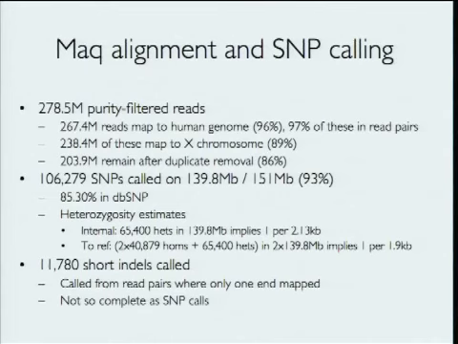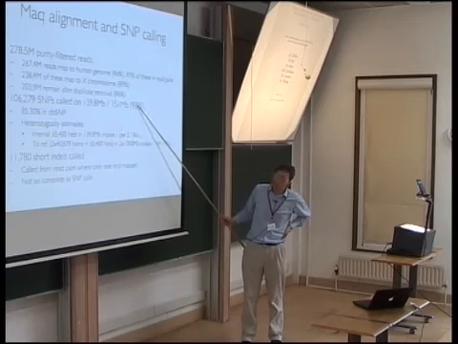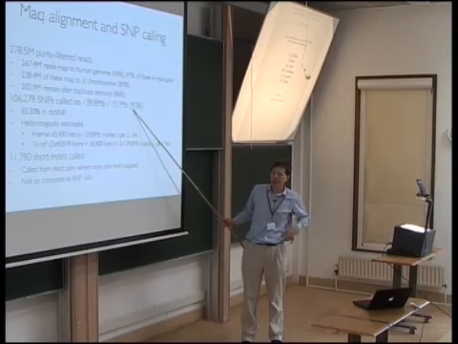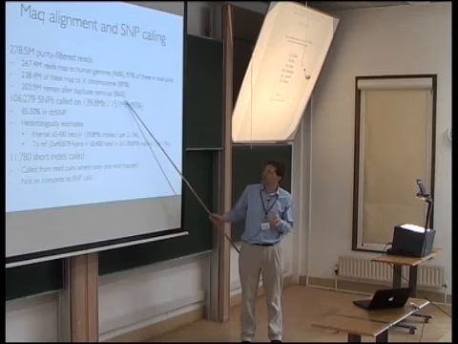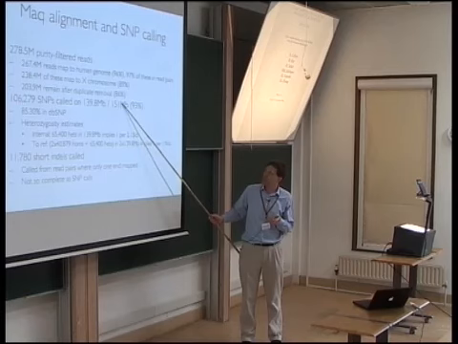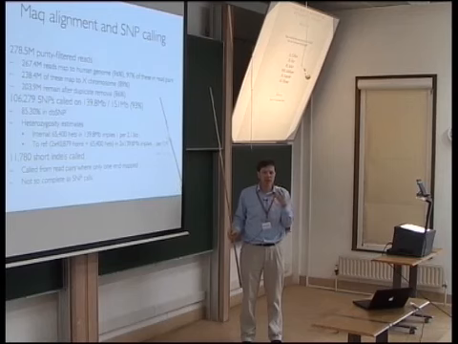And we called 106,000 SNPs. And we called them on about 93%, so we can sequence about 93% of the genome. The other 7%, about 10 or 11 megabases, is not accessible because it's too repetitive. It's not unique enough that we can get any kind of good handle on it.